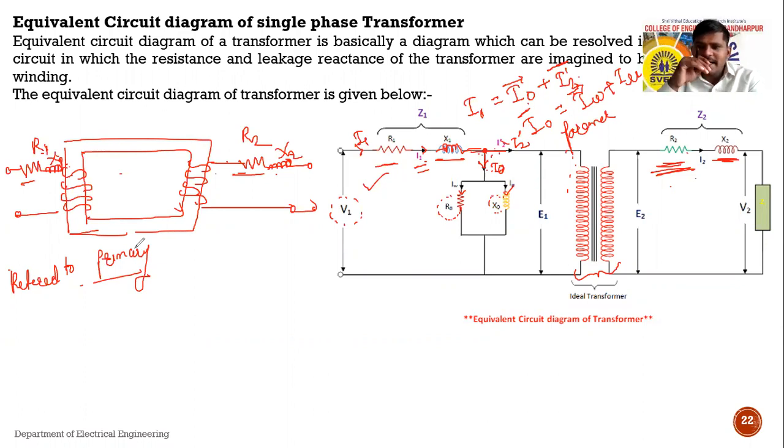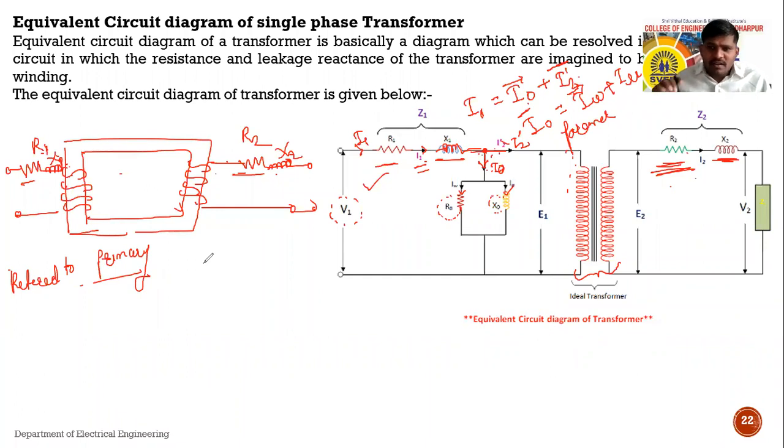Which one is the primary side? Having which resistance? R1. Okay, R1 and X1 is the primary side. That means I am referring the primary side.